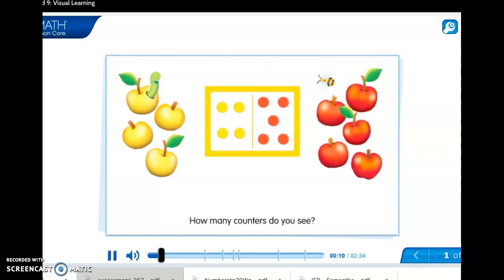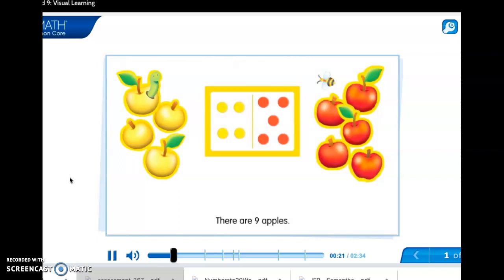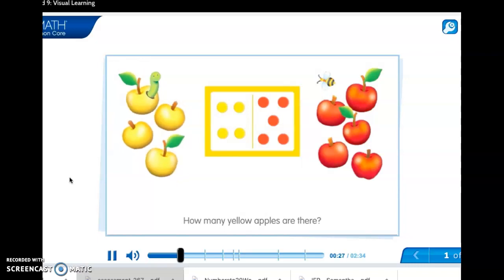How many counters do you see? There are 9 counters. How many apples do you see? There are 9 apples. How many yellow apples are there? There are 4 yellow apples.